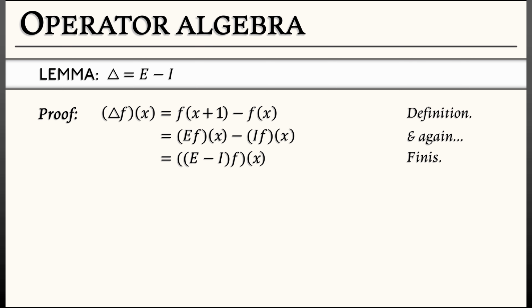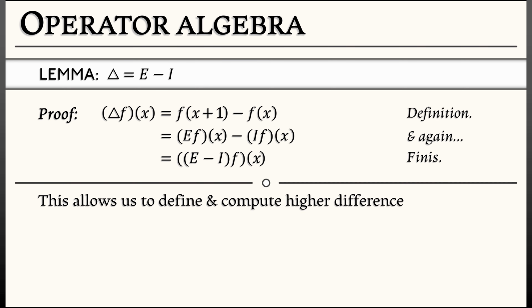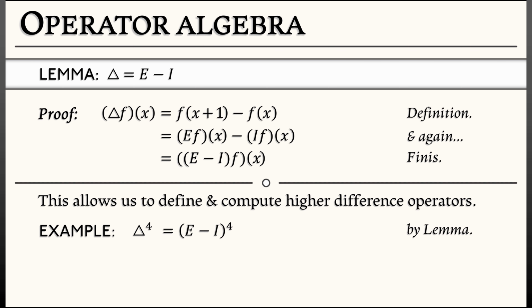Now, this is nice, and it allows us to define and compute higher powers or higher difference operators. So, for example, delta to the 4th, that is delta, delta, delta, delta, is really quantity E minus I to the 4th. Expanding that out, just as if it were a polynomial, gives us E to the 4th minus 4E cubed plus 6E squared minus 4E plus I. Now, how did I get that? Well, I got that by the binomial theorem.